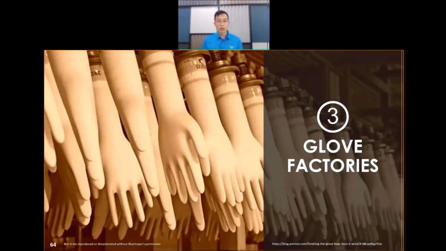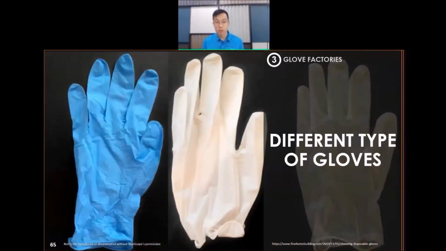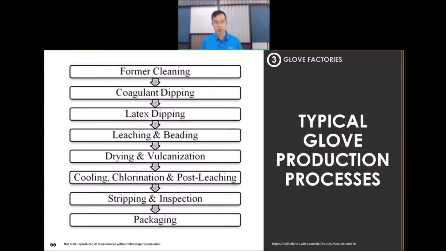Going into our last point, let me just share with you glove factories. Of course, we know that glove factories are now quite famous because of the pandemic, and they're churning out more gloves to save lives and also prevent infection or cross infection. There are a lot of different types of gloves, and we're talking about disposable gloves now. And all these gloves typically would have a very similar production process.